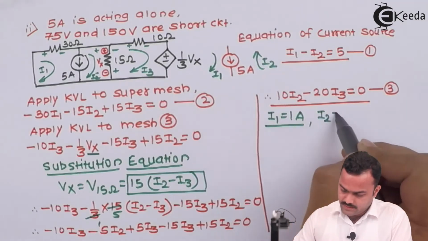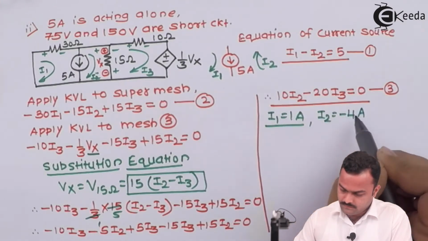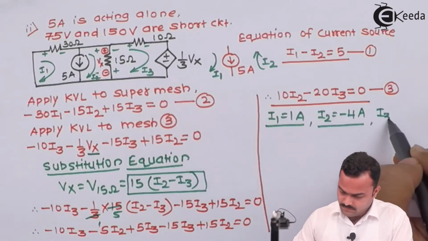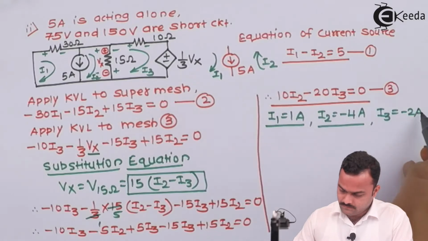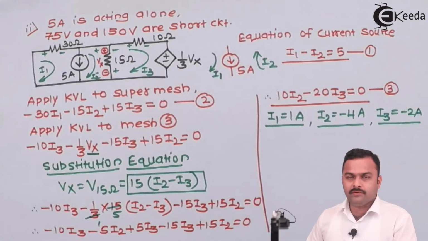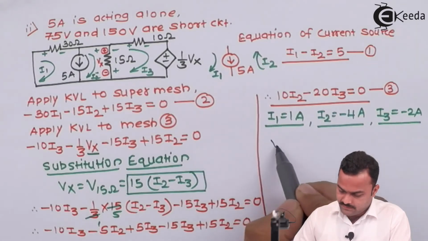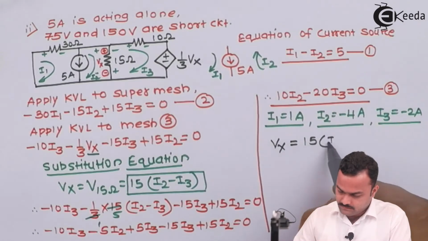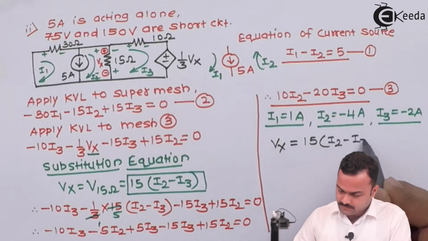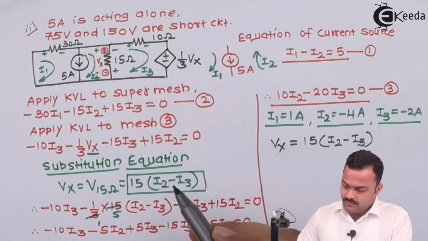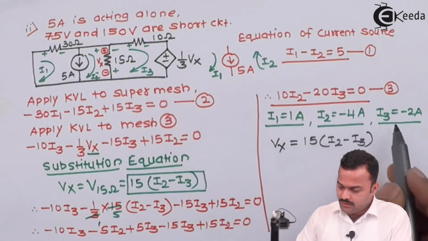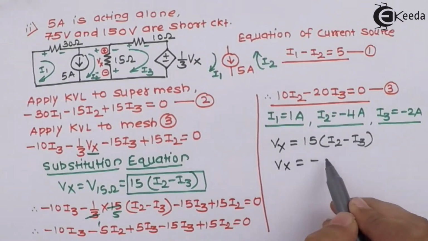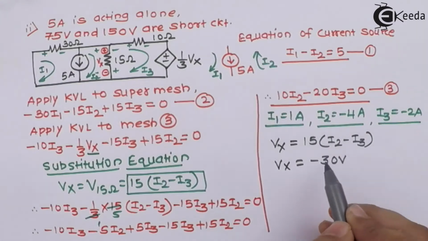I2 as minus 4 ampere, and I3 as minus 2 ampere. Remember, we want a voltage Vx as the final answer. So from this, Vx is 15 times (I2 minus I3). So if you put the values of I2 and I3, we will get Vx as minus 30 volt.